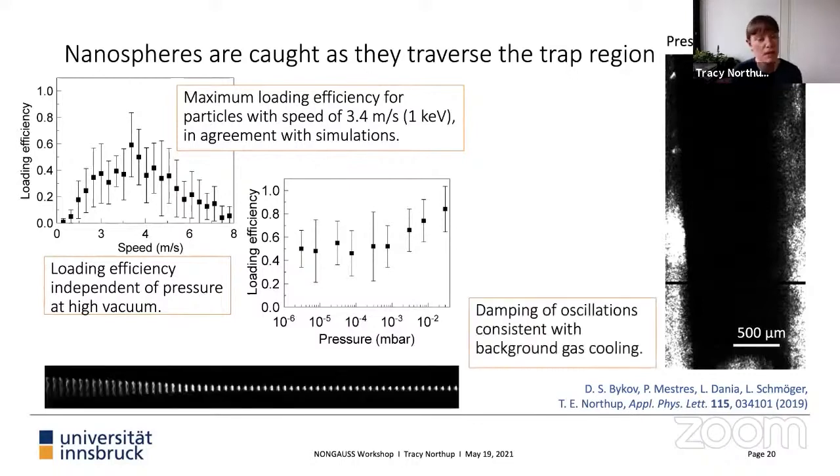This is a picture now of how we can see the oscillations of the particle damp. We load the particle, it's oscillating within this trap potential, and then it becomes damped due to background gas cooling, which we've also analyzed. So we understand it, but this is a bit of a problem, because we originally relied on background gas cooling, and for ultra high vacuum, of course, you're not going to have so much background gas.